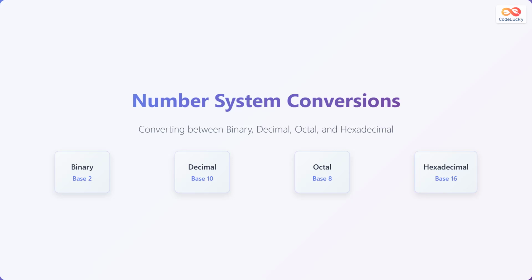The binary system, which has a base of 2, uses only 2 digits, 0 and 1. Next, we have the decimal system, the most familiar one, with a base of 10 employing digits from 0 to 9. The octal system has a base of 8, using digits from 0 to 7. Finally, we have the hexadecimal system with a base of 16, which uses digits from 0 to 9 and letters A, B, C, D, E, and F.